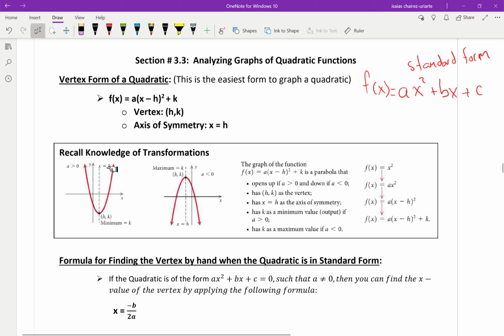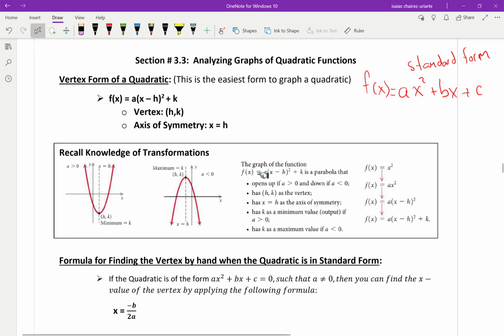So here the axis of symmetry, if your parabola opens upward, in this particular case here on the left, my axis of symmetry is the line x equals h. Why? Because it's the x coordinate of my vertex. Same thing over here, x equals h is the x coordinate of my vertex.